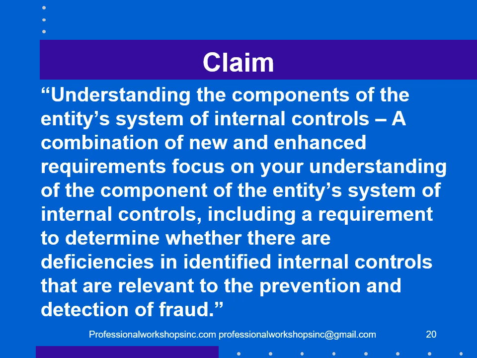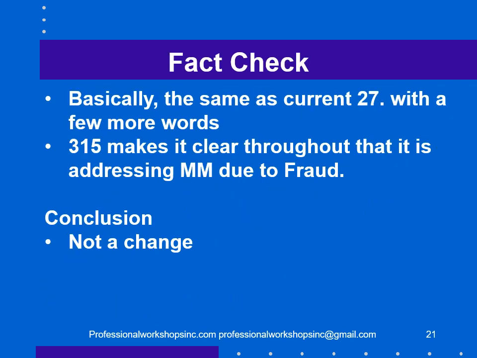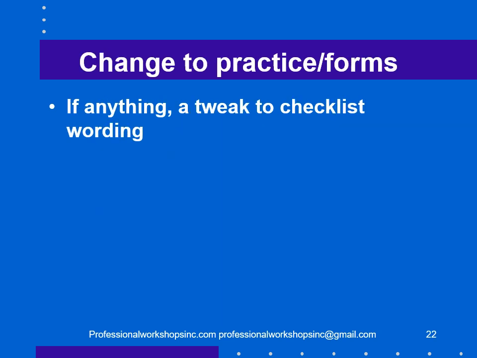Another claim, understanding the components of the entity's system of internal controls. A combination of new and enhanced requirements focuses on understanding controls. Now, this is basically the same as current 27 with a few more words. 315 makes it clear throughout that it is addressing material misstatement both due to fraud and error. So it's not really a change, though there are more words. A tweak to checklist wording at most.